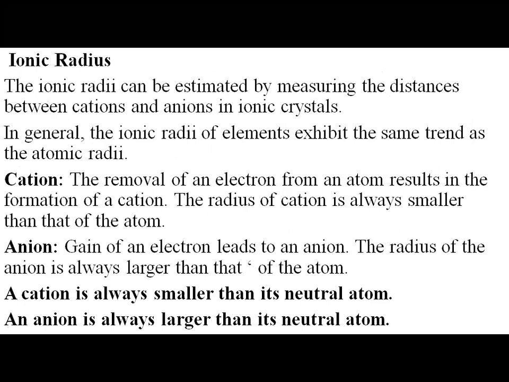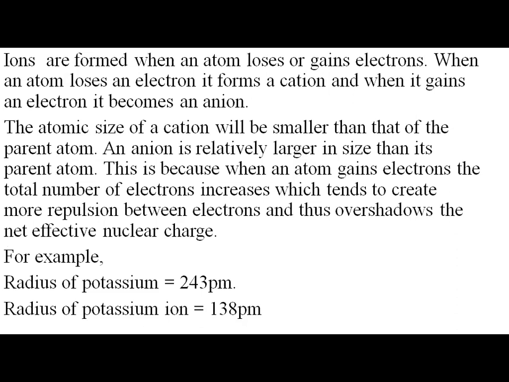Gain of an electron leads to an anion. The radius of an anion is always larger than that of its atom. Therefore, we say a cation is always smaller than its neutral atom, and an anion is always larger than its neutral atom. So here is the explanation.